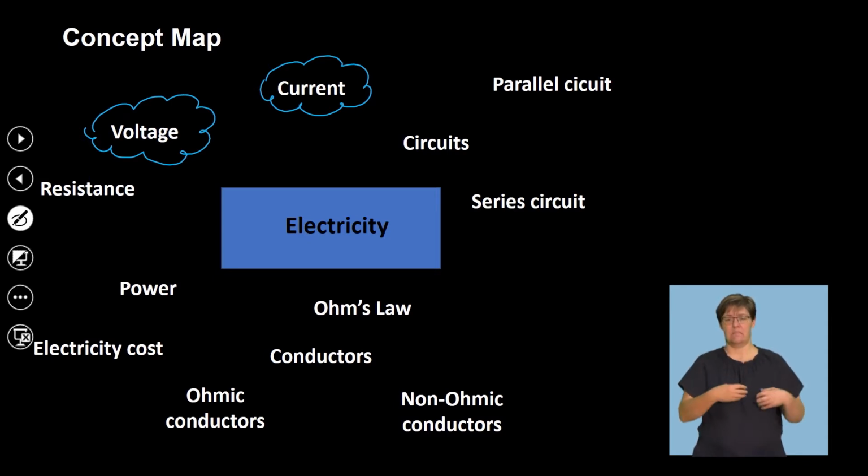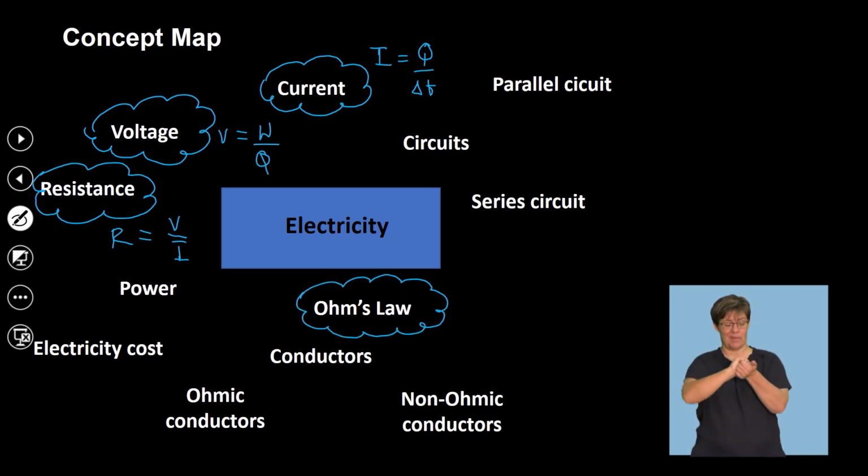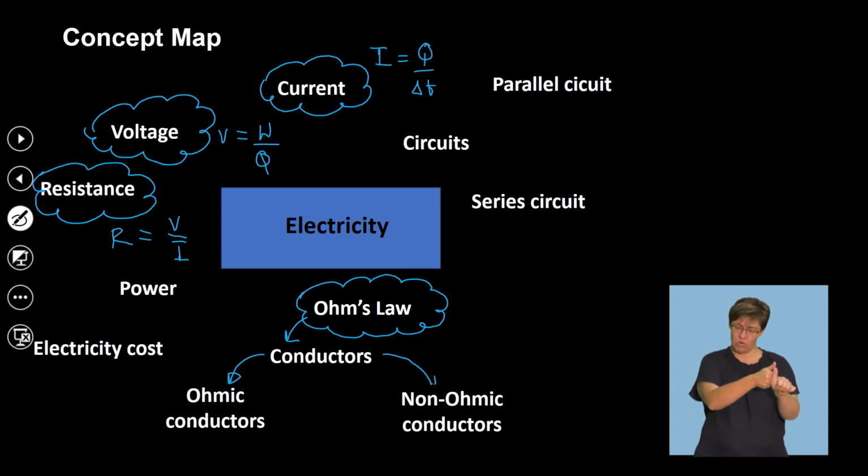So current is I equals Q over delta T, while voltage is W, which is energy per coulomb of charge. We know also that resistance involves the ratio of voltage and current. We have also looked at Ohm's law, which talks about the mathematical relationship that exists between current and voltage at constant temperature. And we are familiar that some conductors are ohmic in the sense that they obey Ohm's law, while those that do not obey Ohm's law, we've described as non-ohmic.